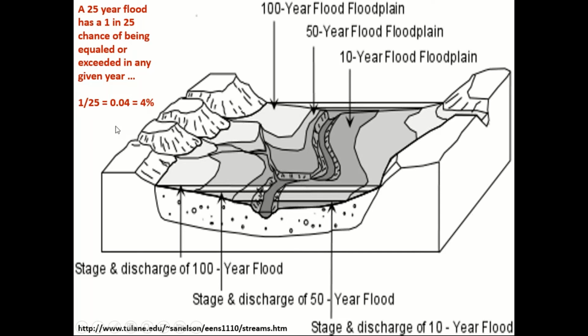So for example, if you hear the term a 25-year flood, basically what we're saying here is that there's a 1 in 25 chance that the amount of water, the stage and discharge of the water, in any given year is equaled or exceeded. So that comes out to be every year there's a 4% chance that there's going to be a 25-year flood. Okay, it's just a statistics game.